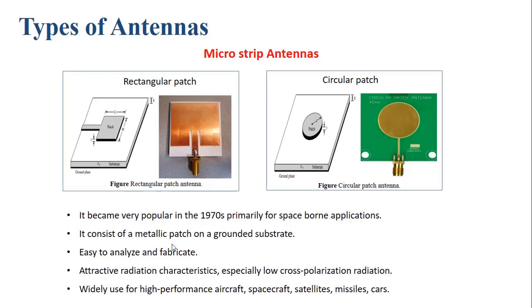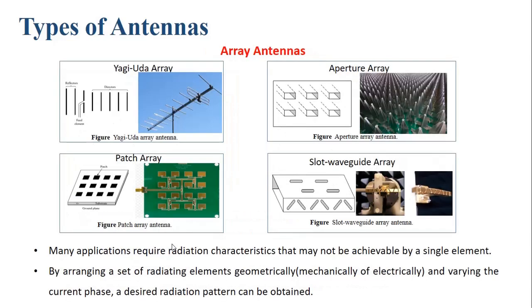and they have very attractive radiation characteristics. These antennas can be mounted on the surface of high performance aircraft, spacecraft, satellites, missiles, and even handheld mobile telephones. The next type of antenna is the array antenna.